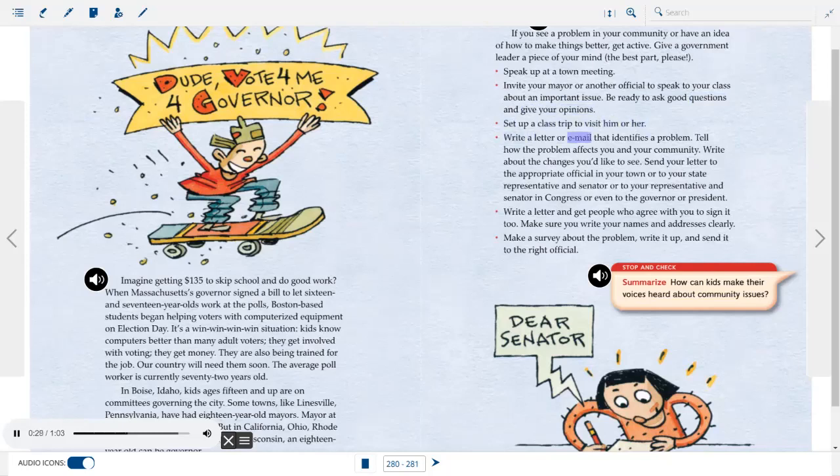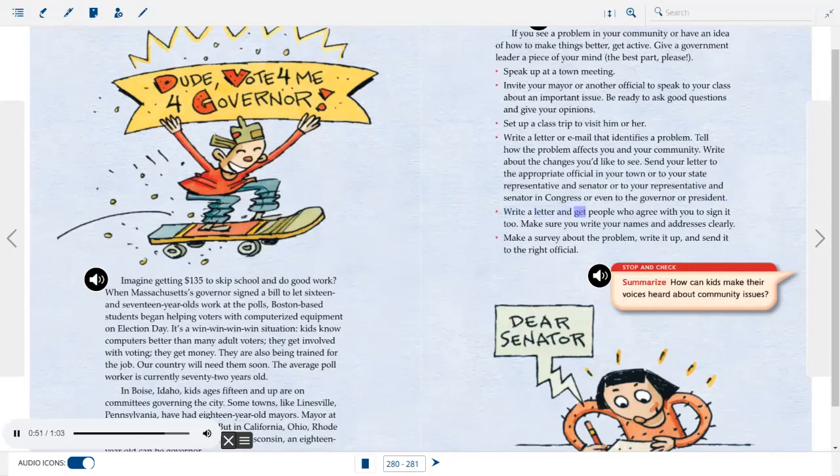Write a letter or email that identifies a problem. Tell how the problem affects you and your community. Write about the changes you'd like to see. Send your letter to the appropriate official in your town or to your state representative and senator, or to your representative and senator in Congress, or even to the governor or president.